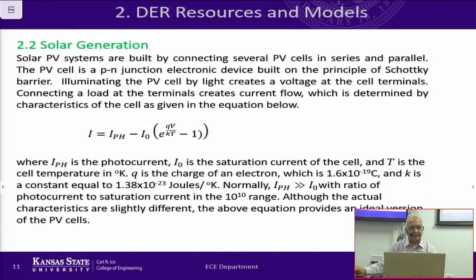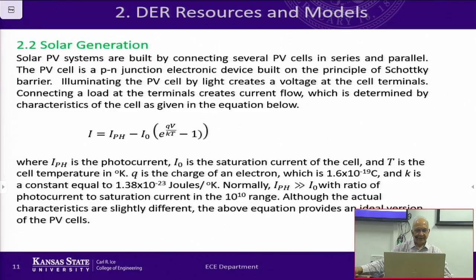Now from the technical side of things, this is the equation that determines how much power is going to be generated by a solar cell, a PV cell, which is a PN junction electronic device built on the principles of the Schottky barrier. Those of you who know a little bit of electronics would probably remember it. What it does is that if you shine light on it, it generates current. And this is the equation that determines that.